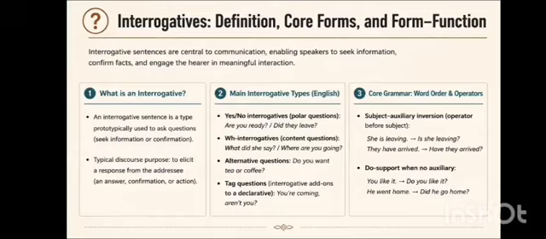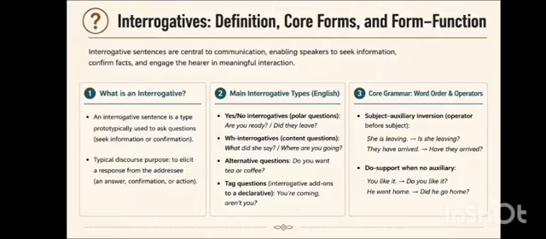What is an interrogative? An interrogative sentence is primarily defined as a type of sentence used to ask questions. Its main role in communication, its discourse purpose, is to seek information or confirmation. It's designed to elicit a response from the addressee, which could be an answer, a confirmation of something, or even prompt an action. Now, main interrogative types. This section categorizes the most common types of questions found in English.